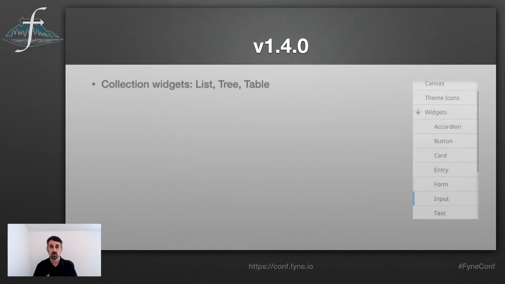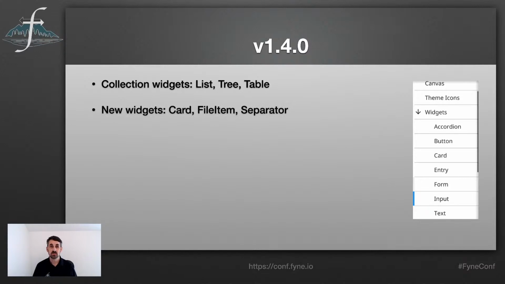1.4.0 was the first release that introduced the new collection widgets. The list, tree, and table help to deliver a more performant user interface when using large amounts of data, and I'll talk more about that in a moment. We added other new widgets, the card, which replaced the older looking group widget, file item, used in a lot of places like file browsing widgets and so forth, and the separator, which you can see is being heavily used in the collection widgets as well.